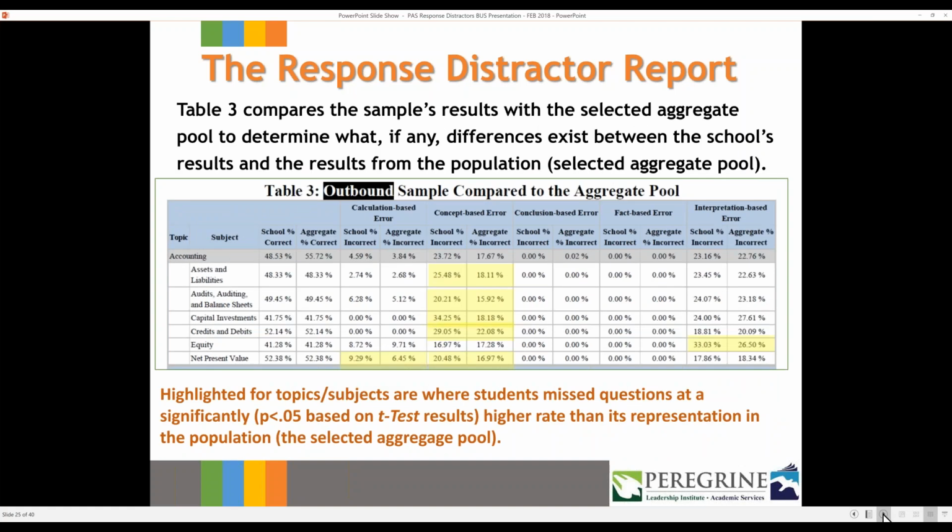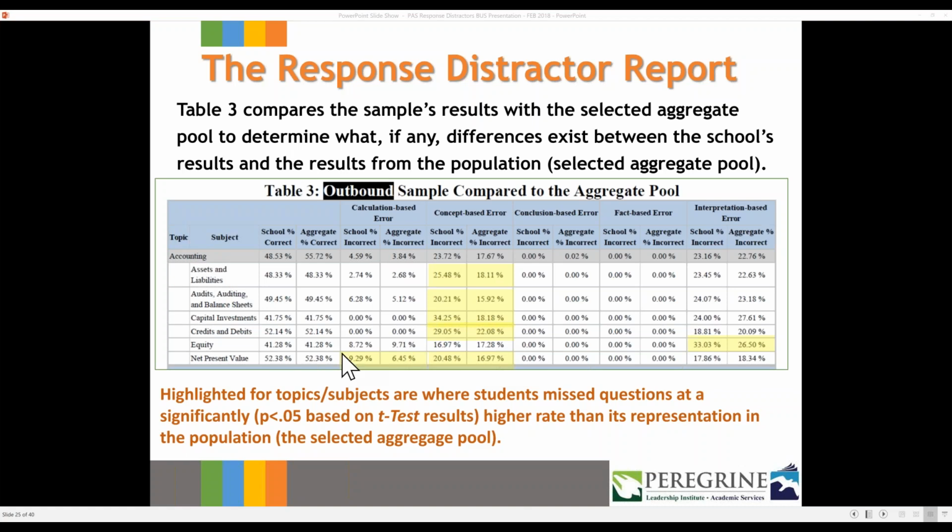The third set of tables looks at your school's results and compares it to the aggregate pool of your selection. Again, when there's a statistically significant difference, we have highlighted it. So how do you use the results? Let's get to that. Let's see if you have any questions.